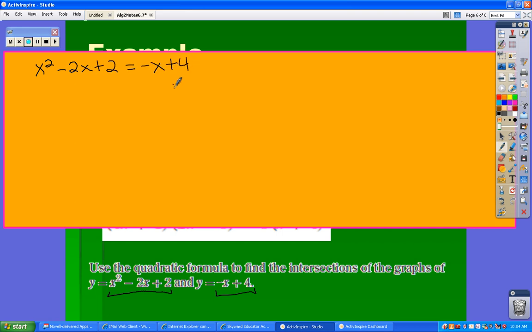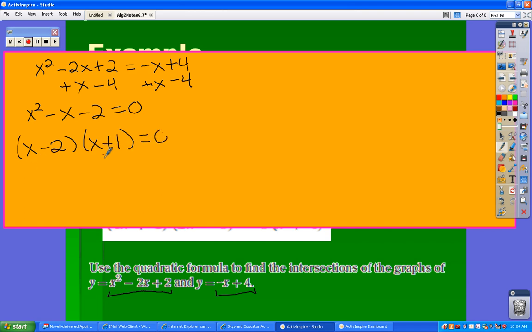Okay, so I still need to get 0 on one side, so I can use the quadratic formula. Plus x minus 4 minus 4. So I have x squared minus x minus 2 equals 0. Now it says to use the quadratic formula, but this would again be a good place not to use the quadratic formula. So let's just take a look at this here. That could be x minus 2, x plus 1 equals 0, x squared plus x minus 2x minus 2, okay? So x is going to be, because it's always going to be the opposite of this, 2 and negative 1.